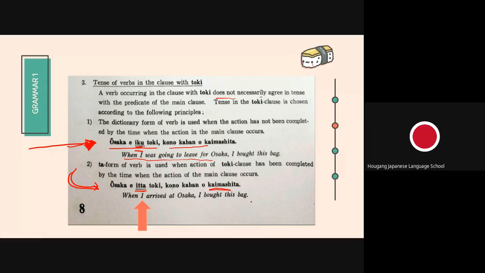When I go to Osaka, it makes things easier. Not a good example, sorry. They're trying to say you haven't reached Osaka but you bought the bag already. Again, to avoid confusing your friend, you say before you go to Osaka, I bought a bag. Then all things are solved already. Then in real life, what would you say? Would you say when I go to Osaka, I bought the bag? A bit confusing, right?